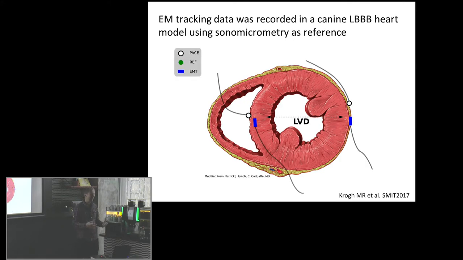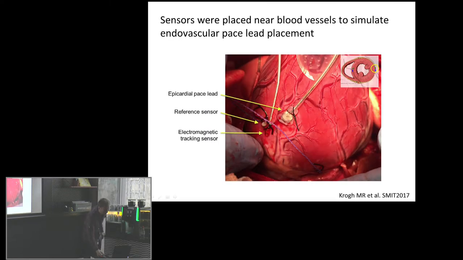We didn't have such a combined sensor, but we did the best next thing. We had the normal electrodes, then we placed these electromagnetic sensors next to them inside the heart, and we also put these sonomicrometric crystals to measure the diameter as a reference. So here you see a picture of one heart on the outside. We have the normal epicardial pacing lead, then the crystal next to it, and this is the electromagnetic tracker catheter, situated next to each other. It's kind of mimicking such a system.